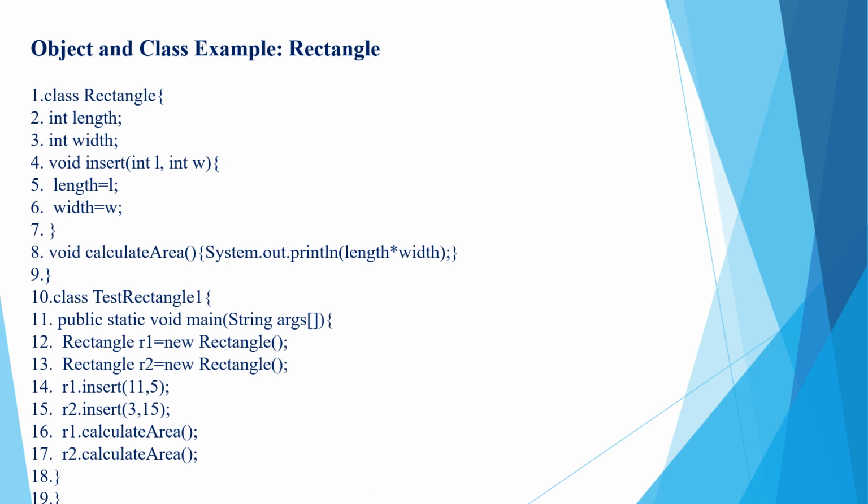Now when we are calling insert the second time using the object r2, what are the arguments we are passing? 3 and 15. So your length is 3 and width is 15. And here we are calling the function calculateArea. At that time it is printing length into width. So r1.calculateArea, r2.calculateArea will display the length into width value of these two objects respectively.